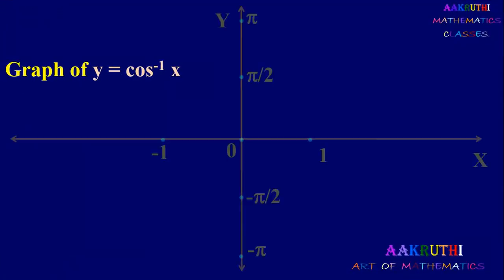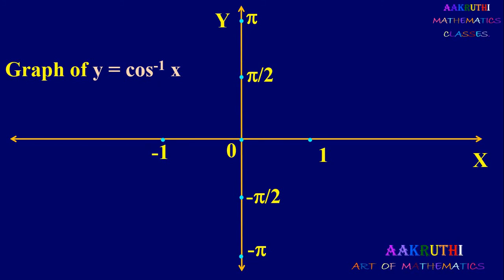So next we draw graph of y equal to cos inverse x. We know that cos inverse 1 is 0 and cos inverse 0 is 90 degree and cos inverse minus 1 is 180 degree. Cos inverse 0 is also equal to minus 90 degree, since cos of minus 90 is 0. And cos inverse minus 1 is also equal to minus 180 degree. Join all these points, we get graph like this. So this is graph of y equal to cos inverse x.